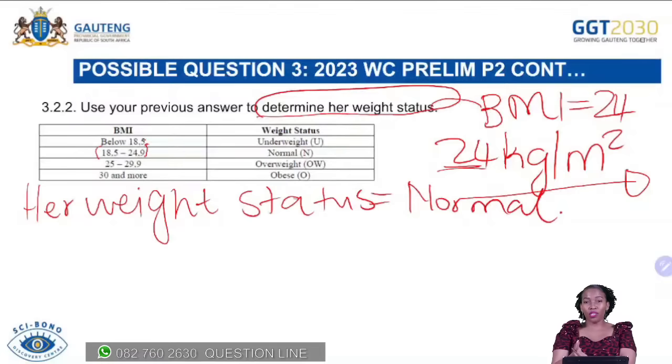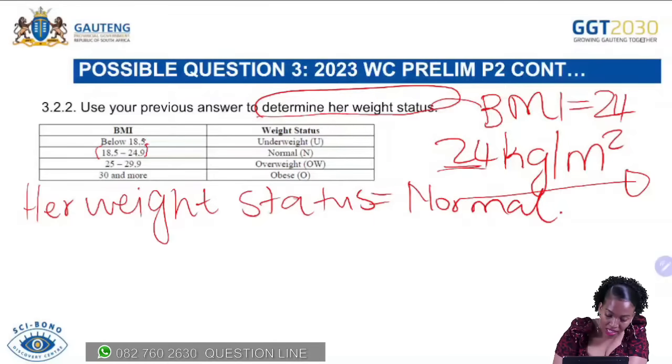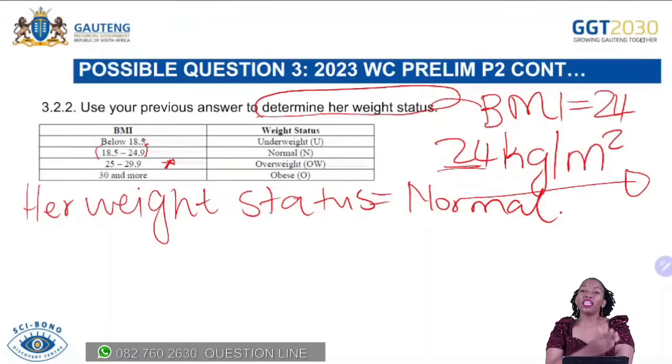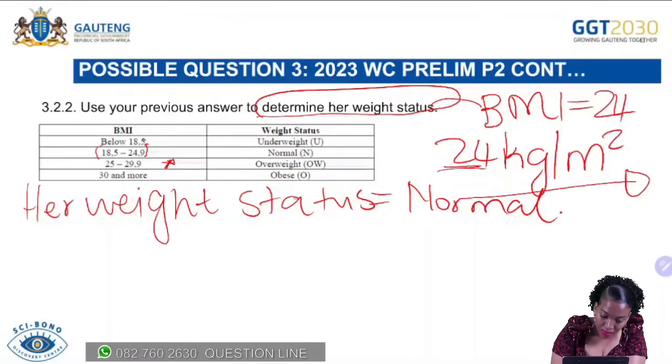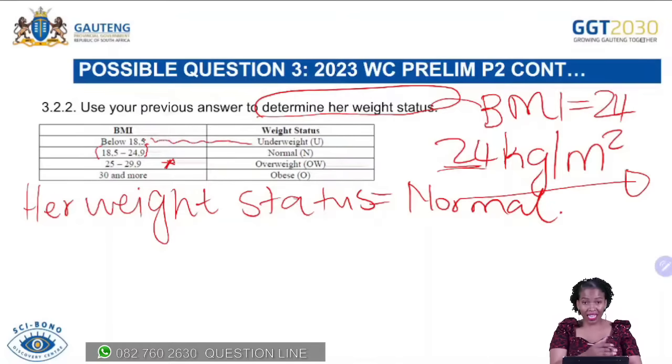What kind of advice can you give her? None. She's absolutely perfect. If maybe you were calculating and you found that her BMI put her here on overweight, and then they ask you what kind of advice would you give her, you will say that I would advise her to start eating healthy, or you'd advise her to start exercising. Sometimes you calculate a BMI and you find that a person is actually underweight.